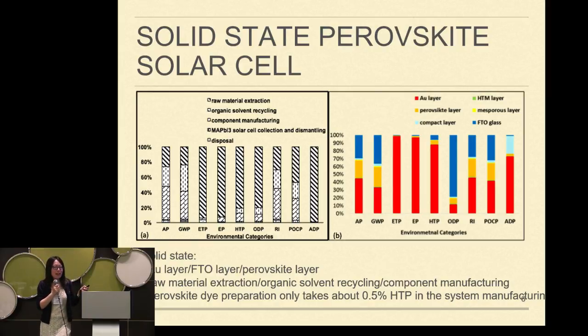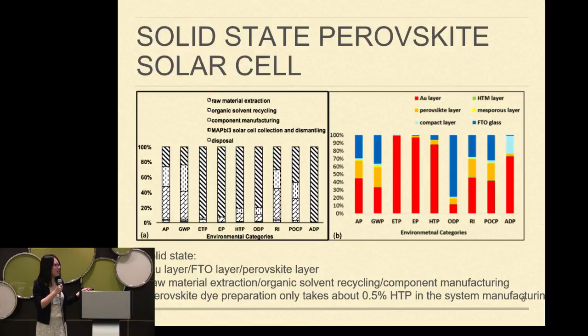So after the life cycle inventory, we input all of our inventory data into GaBi 6.1. That's the software we use for the life cycle assessment. And this is the result for the solid state perovskite solar cell. On the left-hand side, you can see the result for the process-based LCA. And on the right-hand side, you can see the component-based LCA result. We will talk about the analysis for each picture.